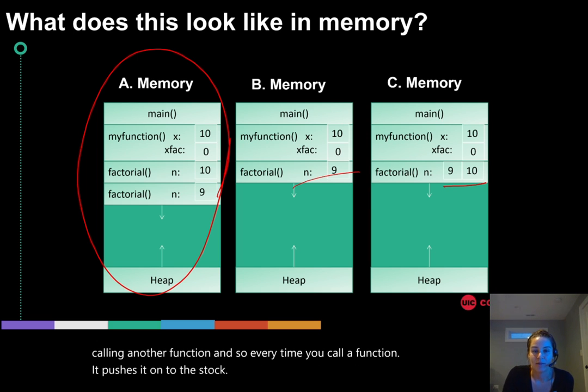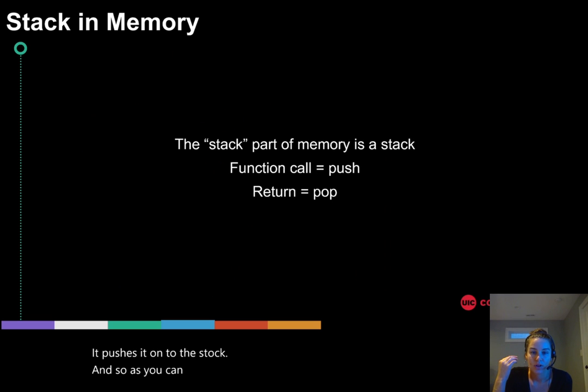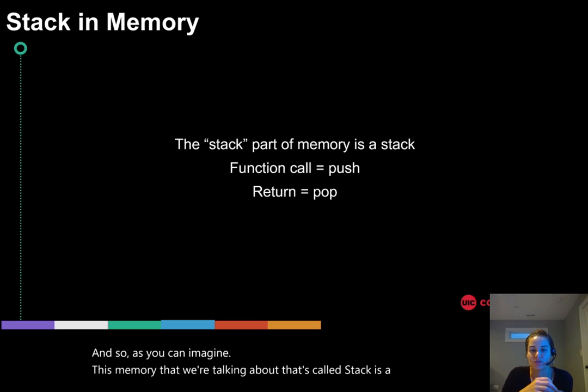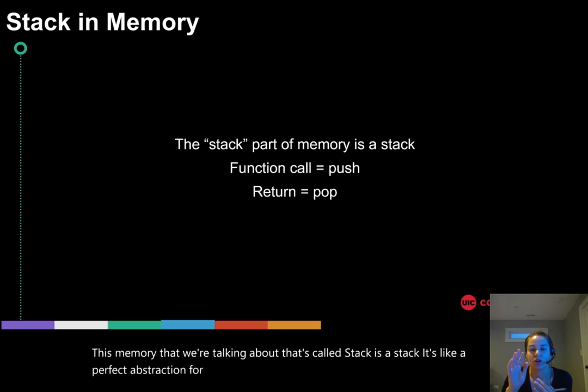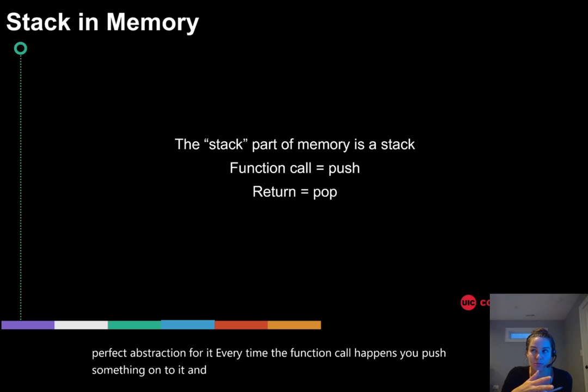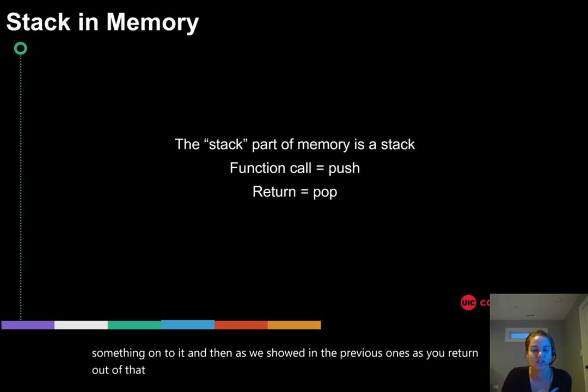As you can imagine, this memory that we're talking about that's called a stack is a stack. It's a perfect abstraction for it. Every time a function call happens, you push something onto it, and then as we showed in the previous ones, as you return out of that function, it pops it off and it's gone, and it totally destructs everything that was there that wasn't allocated on the heap.